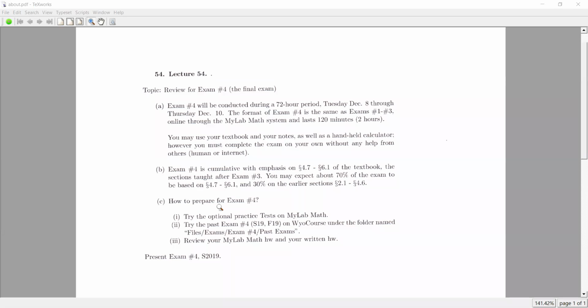How to prepare for exam 4? I suggest first, try the optional practice exams on MyLab Math. Second, try these 2 past exams. You can find them on Wild course under this folder. The third, review your MyLab Math homework and your written homework. Now, in the following, I present solutions to the final exam in spring 2019.